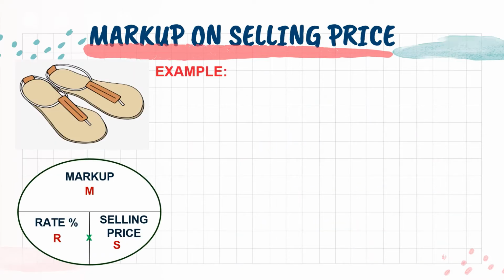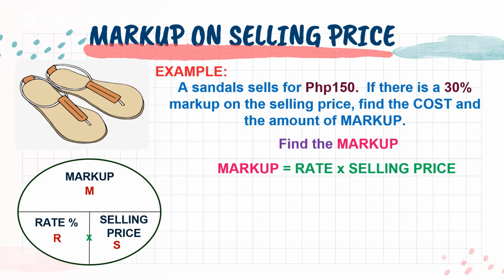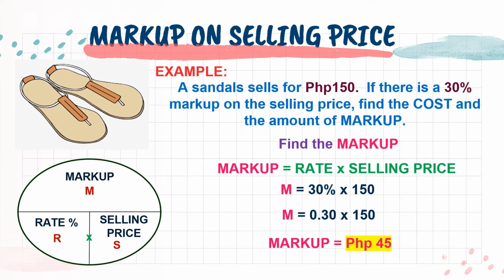Okay, example. A sandal sells for 150 pesos. There is a 30% markup on selling price. Find the cost and the amount of markup. Find the markup. Markup is equal to rate times selling price. 30% times 150. So the answer is 45 pesos. So the markup price is 45 pesos.